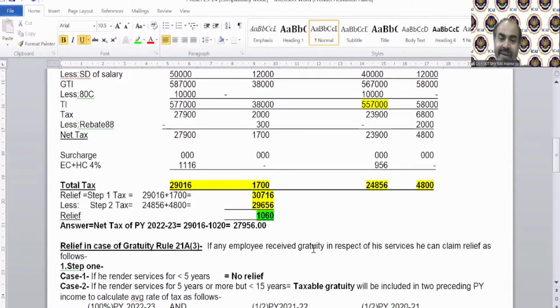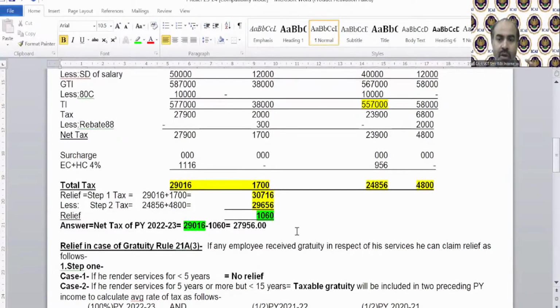How can we take it? We will reduce the relief out of the current year tax, which is 29,016 less 1,060, sorry. And the balance will be your tax liability. So our tax was 29,016 minus 1,060, which is 27,956. That is our current tax liability.